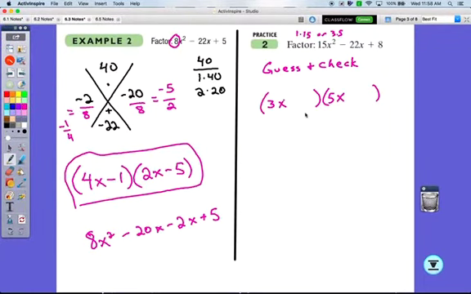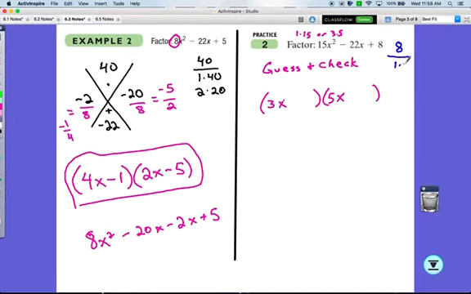If it doesn't work, I just scratch it out and try with a 1 and a 15. Then the numbers at the end need to multiply to give me 8. So for the 8, I've either got 1 times 8, or 2 times 4. I just try putting those in. So I put a 1 here and an 8 here.